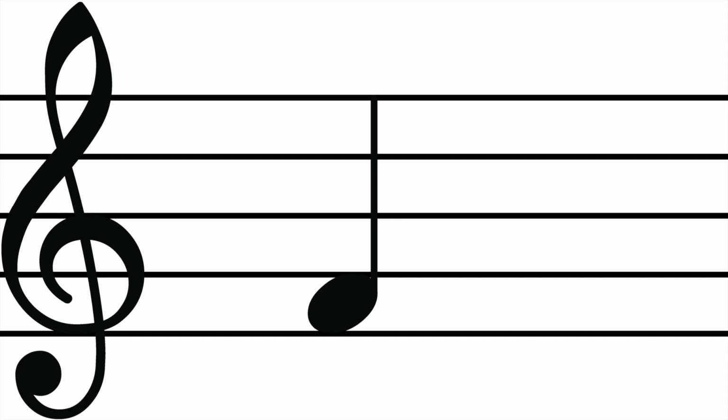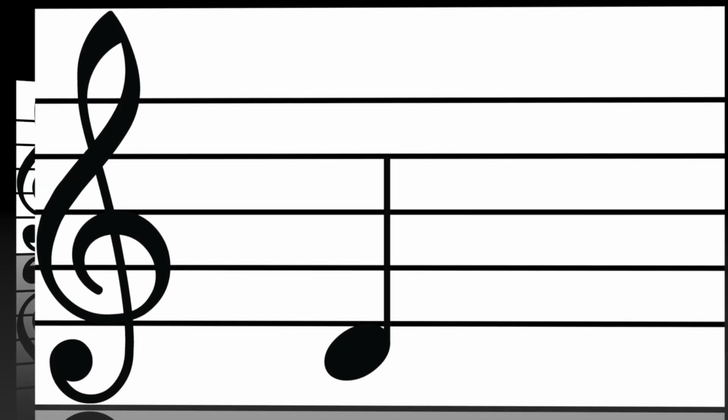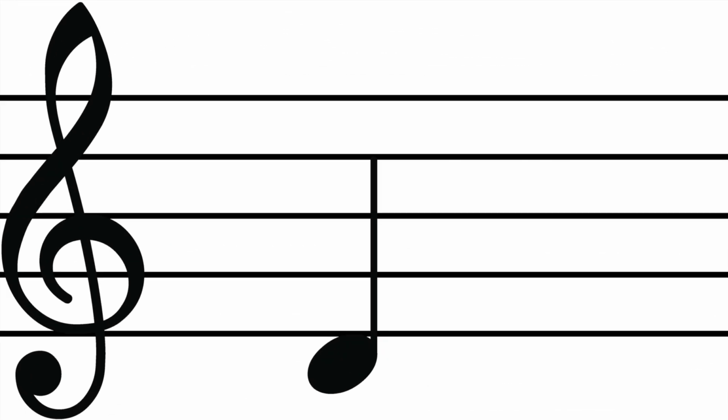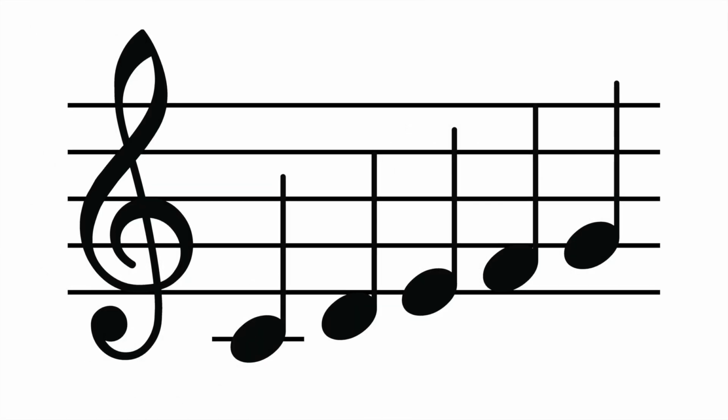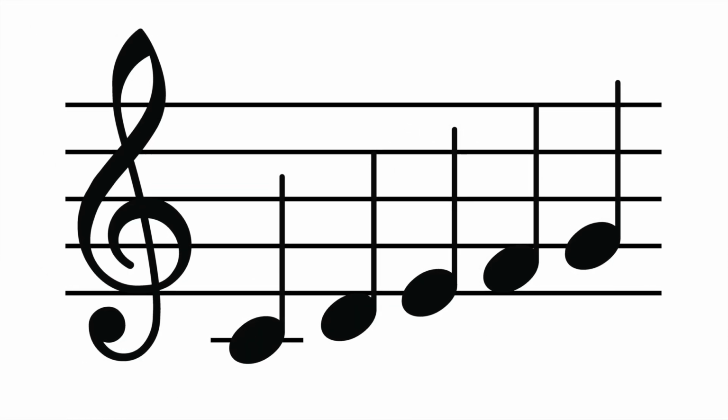Line or space note? Space note. Line or space note? Line note. Line or space note? Line note. Line or space note? Space note. Line or space note? Line note. You have just watched 5 different notes.